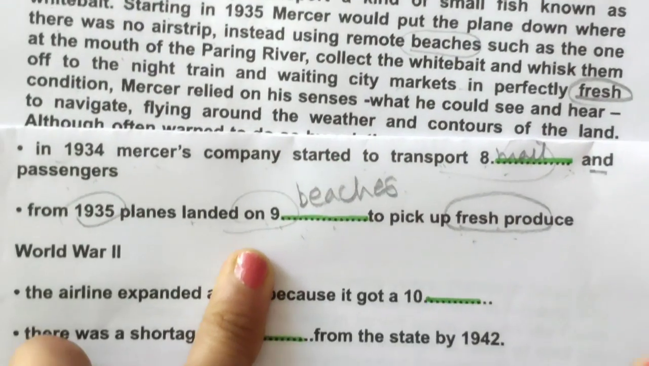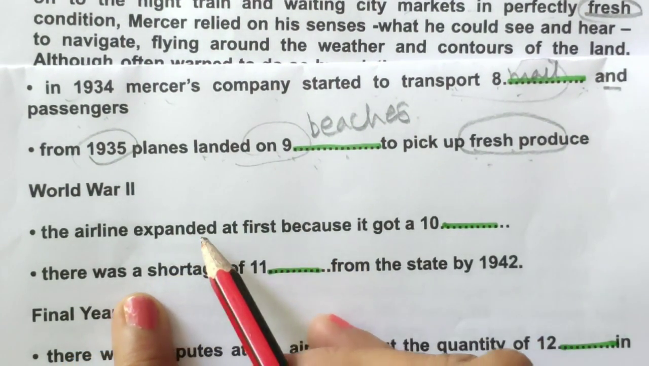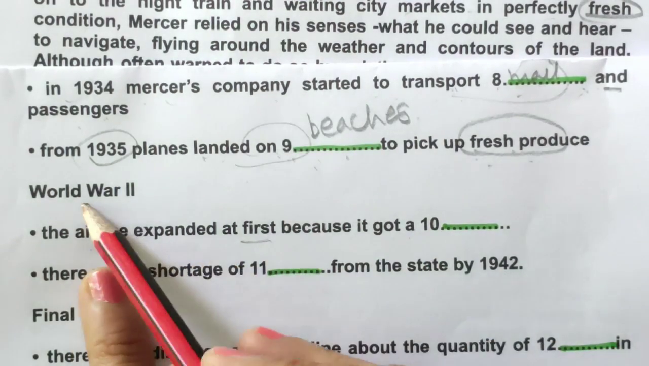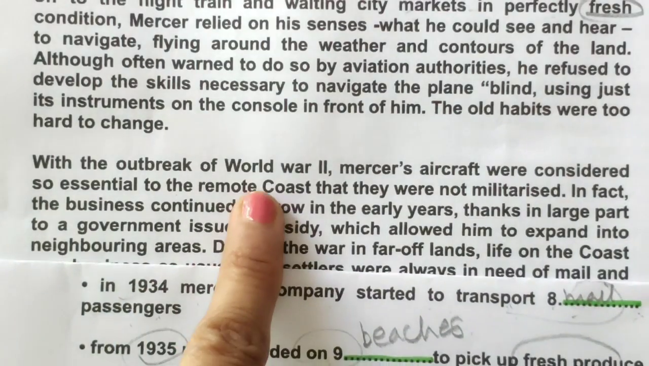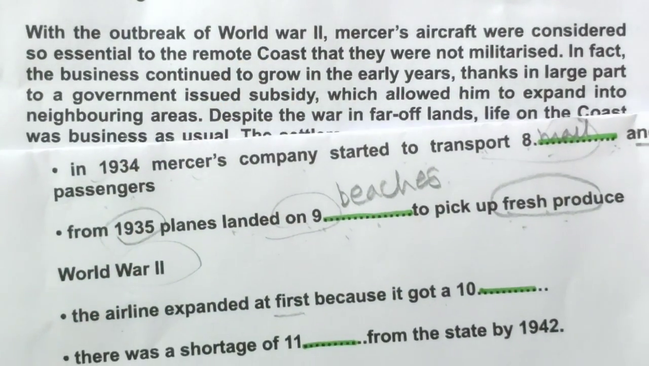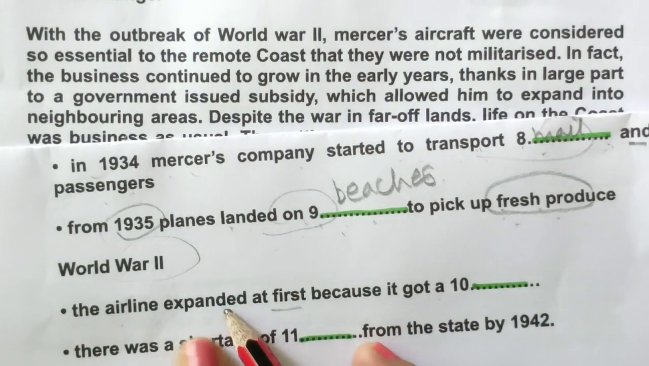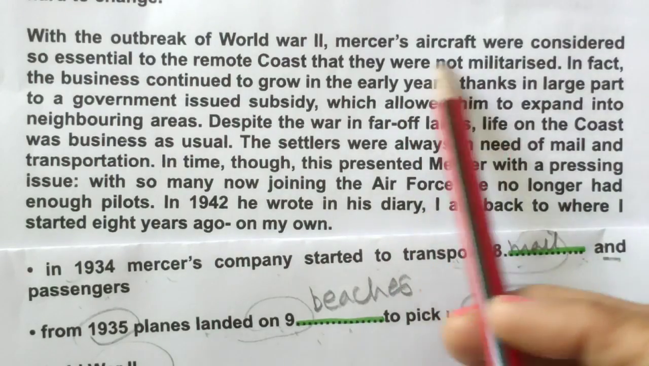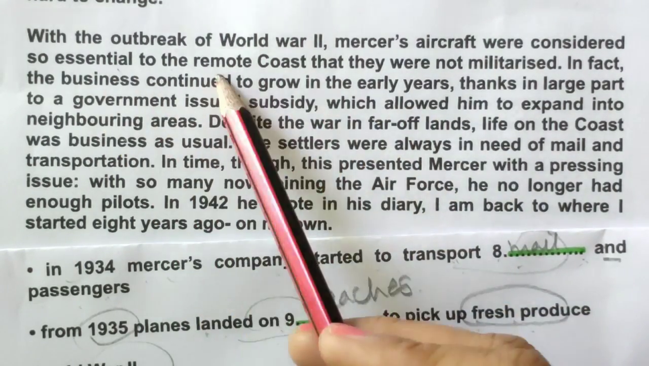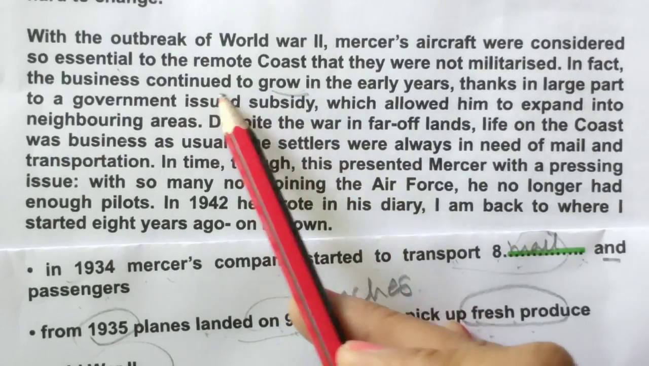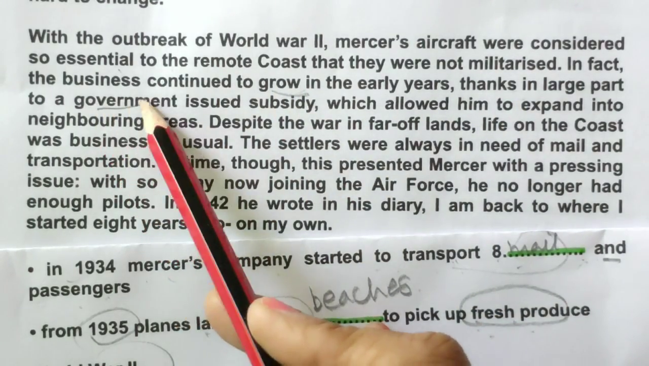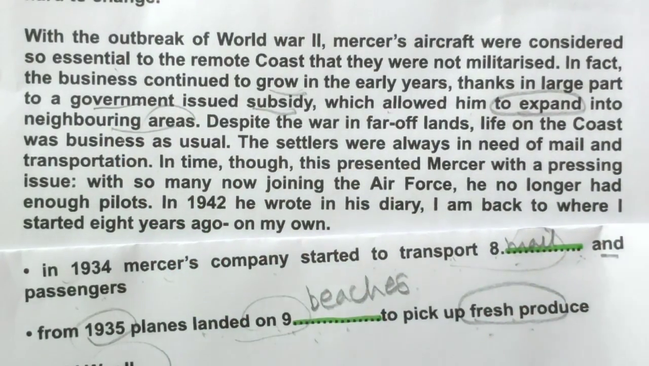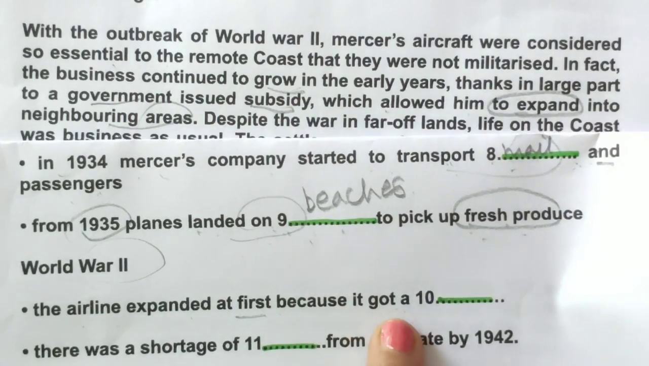Okay, so next question. This was easy reading if students had got this reading. The airline expanded at first because it got a dash. World War II is given in the next paragraph, and we are looking for why the airline expanded at first. Expansion: considered remote coast, growth in business continued thanks in large part to a government-issued subsidy which allowed them to expand into neighboring areas. Okay, the airline expanded at first because it got a dash.